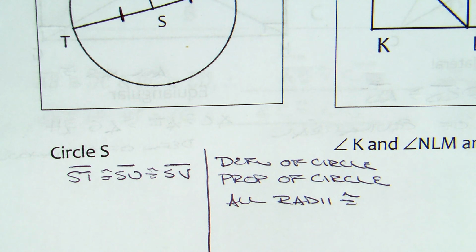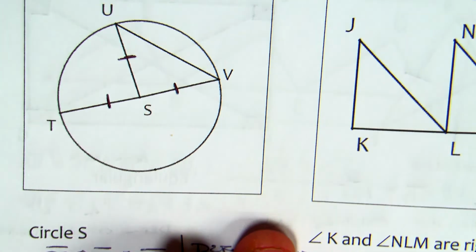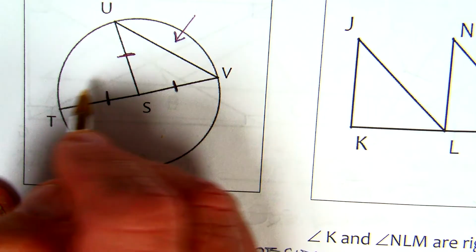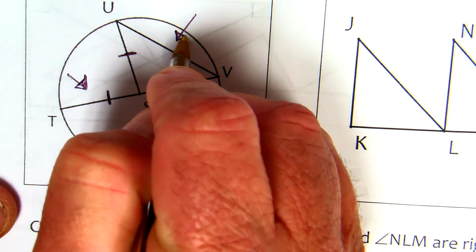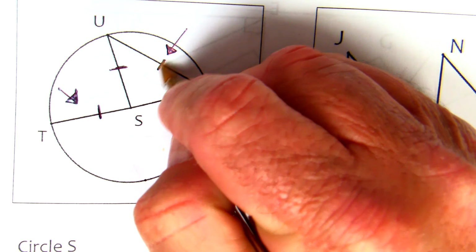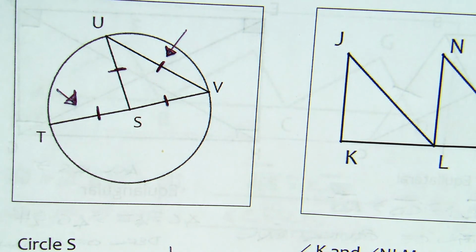Everybody good with that? So when you're working with circles, notice we never mentioned what segment? UV. We never mentioned UV because you can't make any conclusions about it. But let's say UV was congruent to ST. Would it be congruent to the other two radii as well? Yes, by what property? Transitive. And if that was the case, are all sides of that figure congruent? Yes. So it would be what type of triangle? Equilateral.